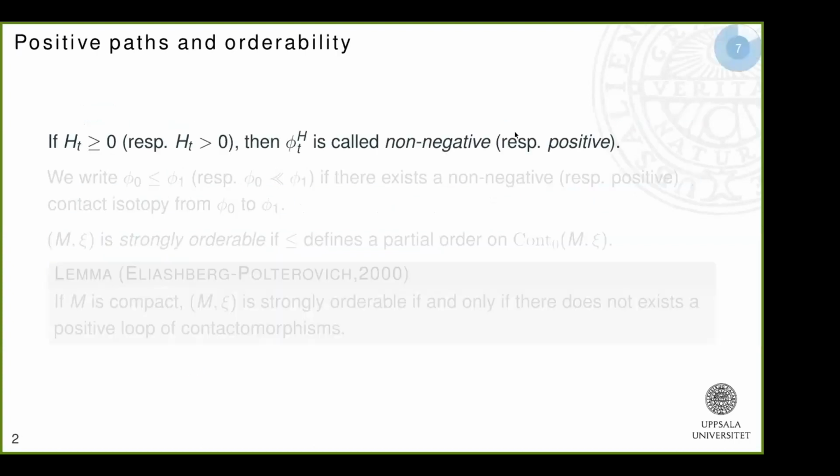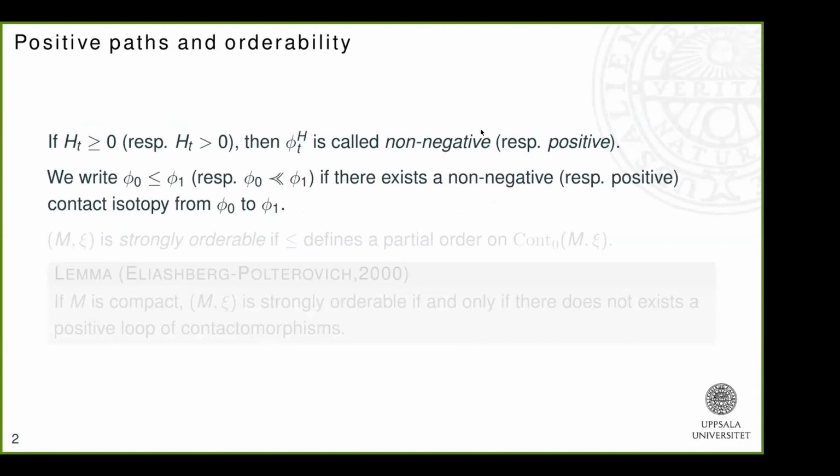And one important notion is that of a non-negative or positive path of contactomorphisms, which are those induced by a positive or non-negative Hamiltonian. So this notion of positive and non-negative paths induces quasi-orders on the contactomorphism group. Namely, we say that phi 0 is smaller or equal than phi 1 if there exists a non-negative isotopy from phi 0 to phi 1, and we say that phi 0 is smaller than phi 1, with this other symbol, if there exists a positive isotopy.